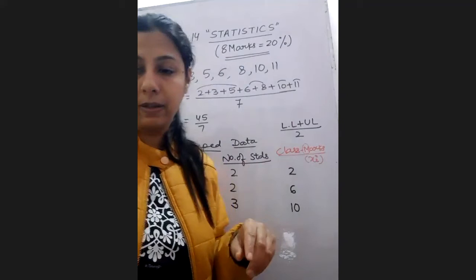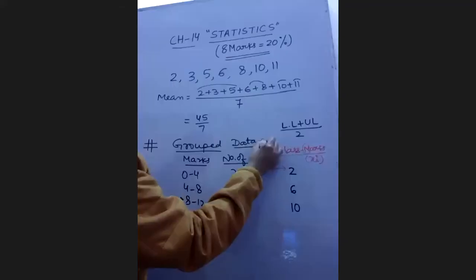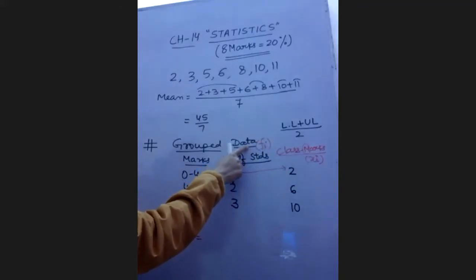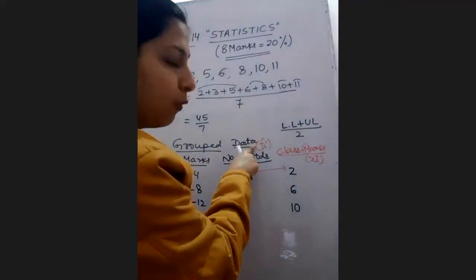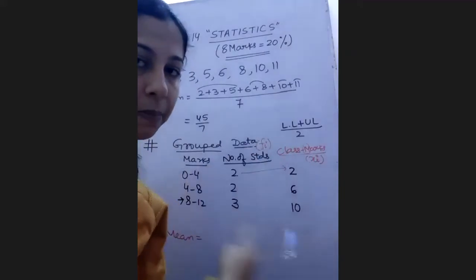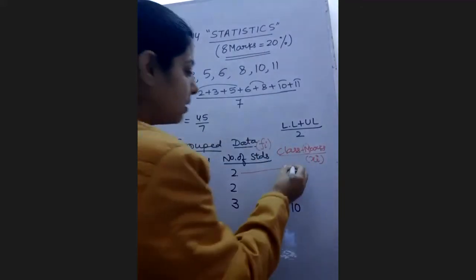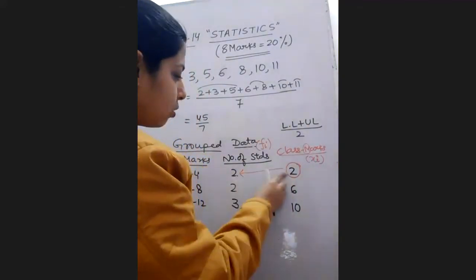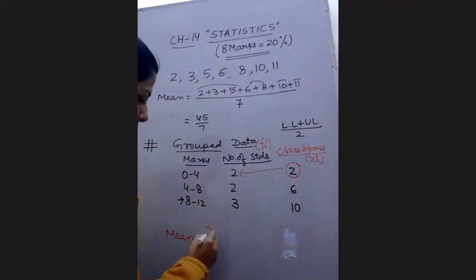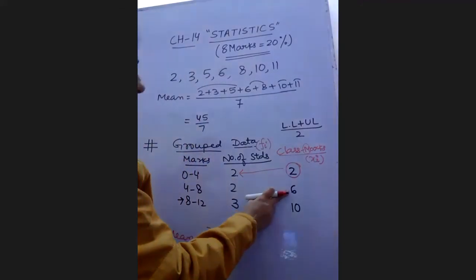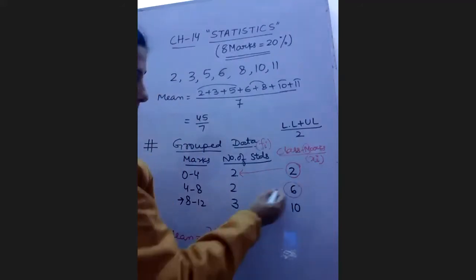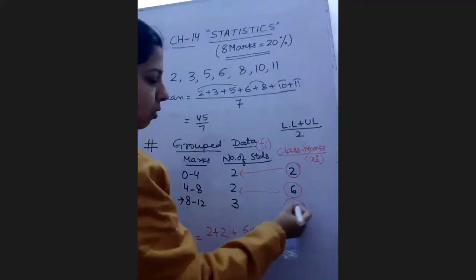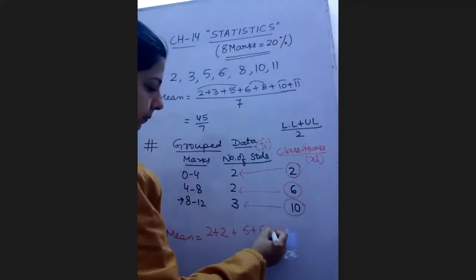So now when I have to find the mean, how many students are scoring 2? This is fi. Remember the f symbol, frequency. Do you remember this? Yes, ma'am. f stands for frequency. Frequency means the number of times a thing is repeated. So what is the frequency of xi? fi. So how many students are scoring 2? 2 students. How many students are scoring 6 marks? 2. How many students are scoring 10 marks? 3.